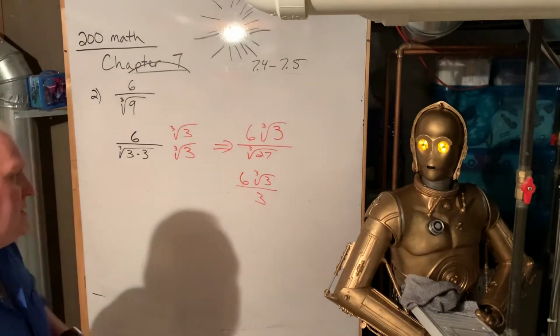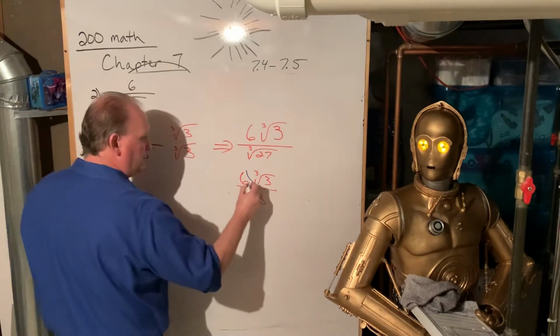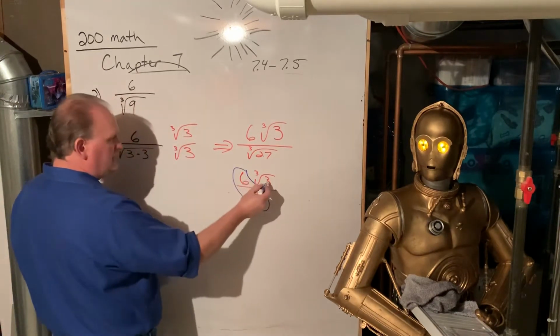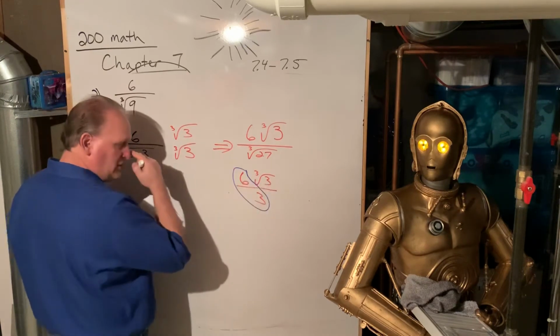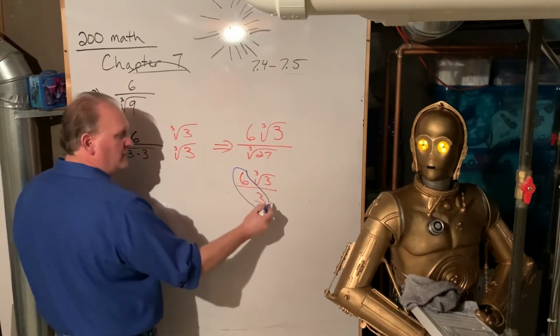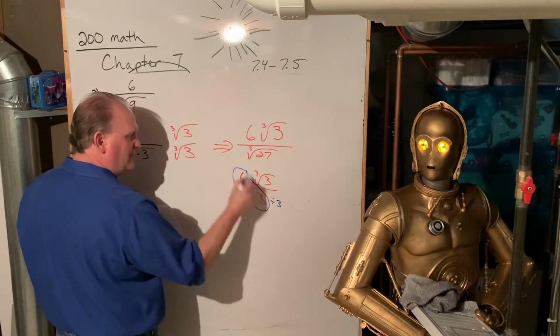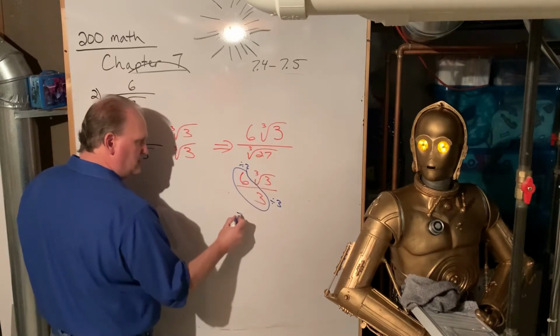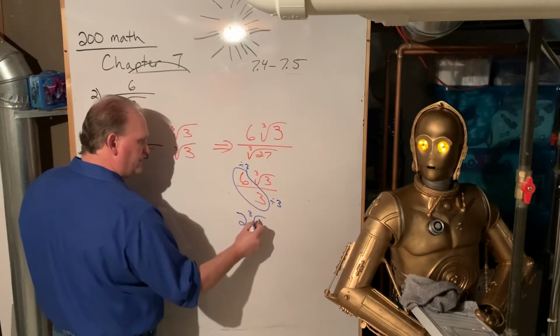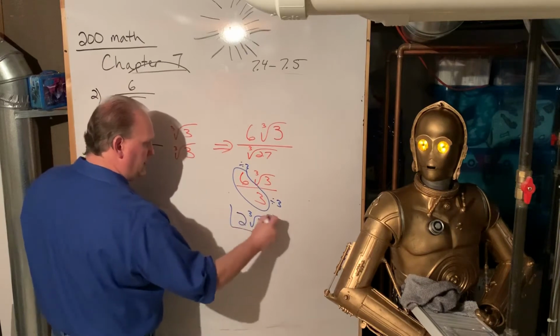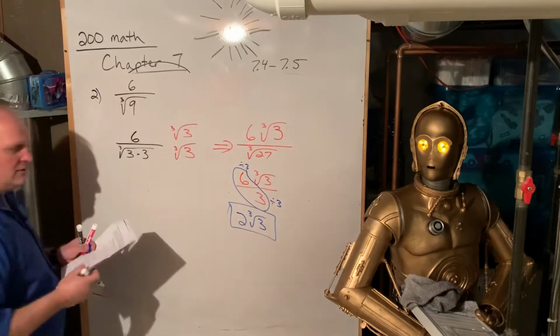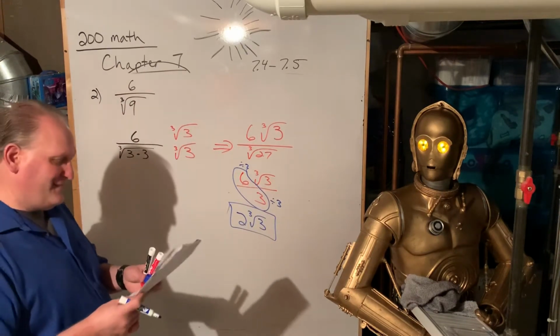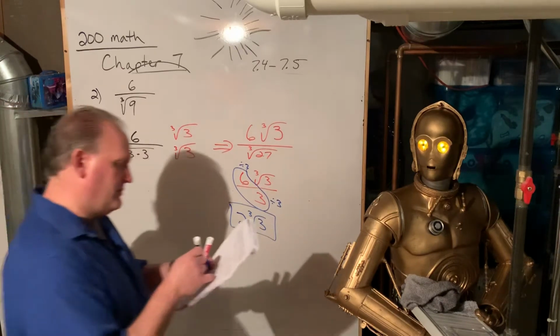But wait, there's more. I can reduce now. Those are both outside. That one's stuck, so I can't reduce it with one under a cube root. But what I can do is divide top and bottom by 3 and get 2 cube roots of 3 over 1, or just plain old 2 cube roots of 3. All right? And then let's look at number 3.